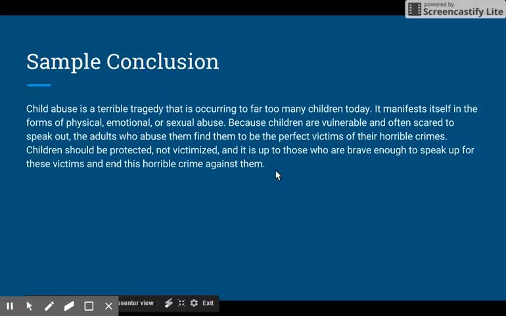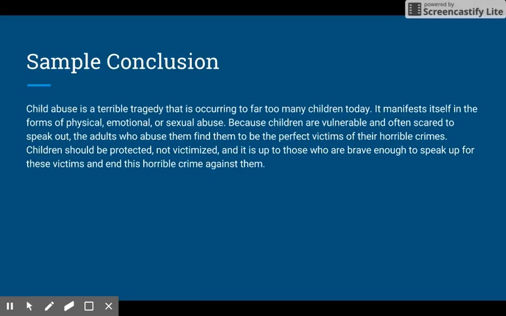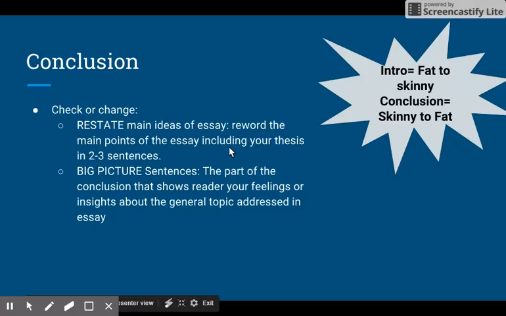So in my sample conclusion, this is my restatement of my main ideas right here. Child abuse is a terrible tragedy that is occurring to too many children today. It manifests itself in the forms of physical, emotional, or sexual abuse. Because children are vulnerable and often scared to speak out, the adults who abuse them find them to be the perfect victims of their horrible crimes. Okay? So that is a restatement of my main ideas.